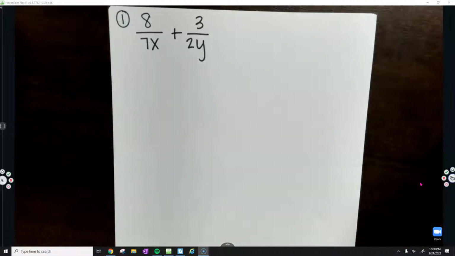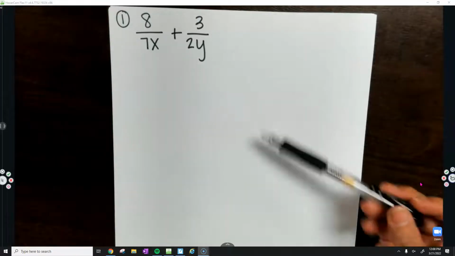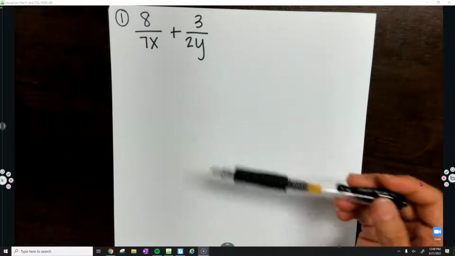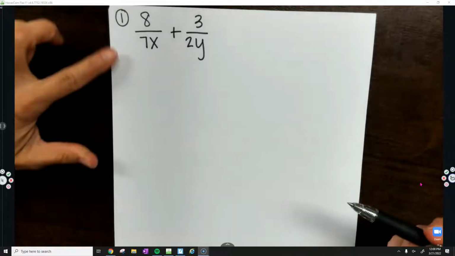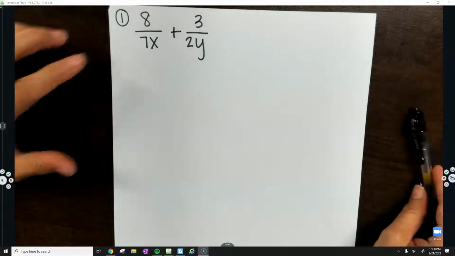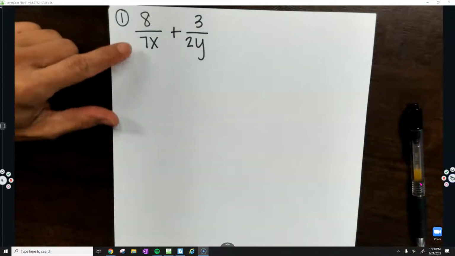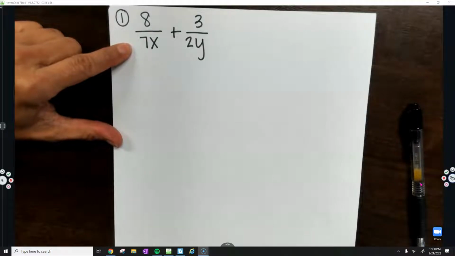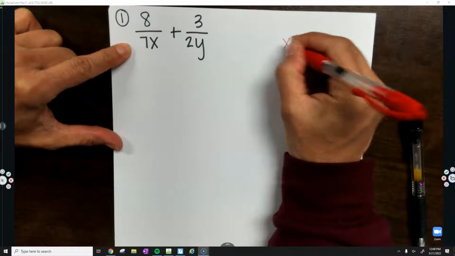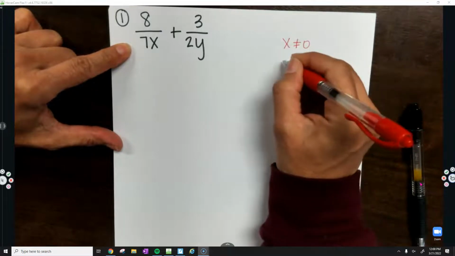So remember, to get started with this stuff, you have to factor, but we're not going to factor because it's already in factored form. And then the next thing we do is we're going to state restrictions. We have variables in the denominator, so you have to state restrictions. So we know that x and y can't equal 0. So let's just say that right now. X and y cannot equal 0.